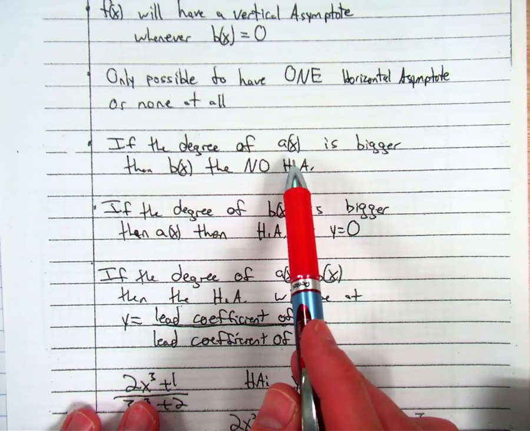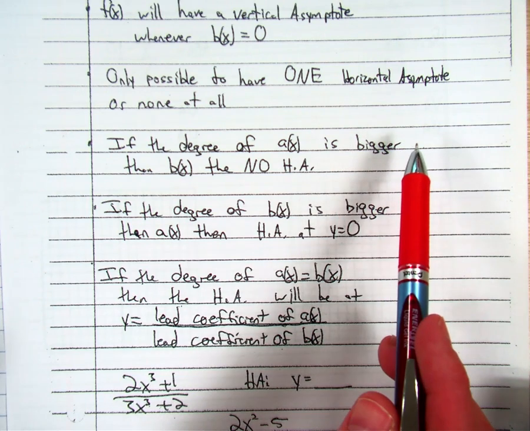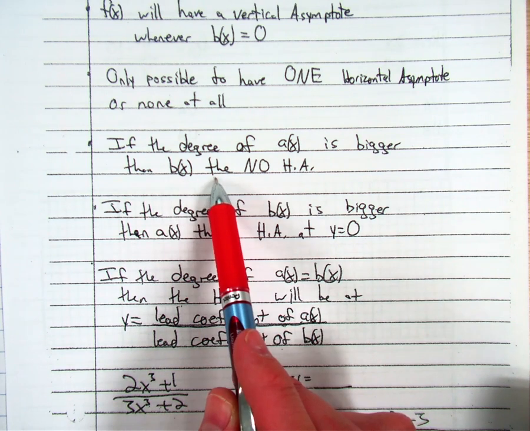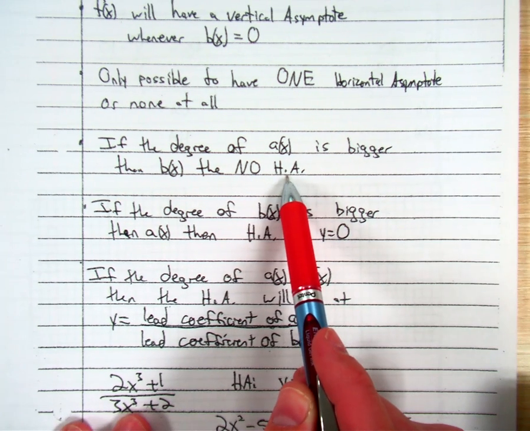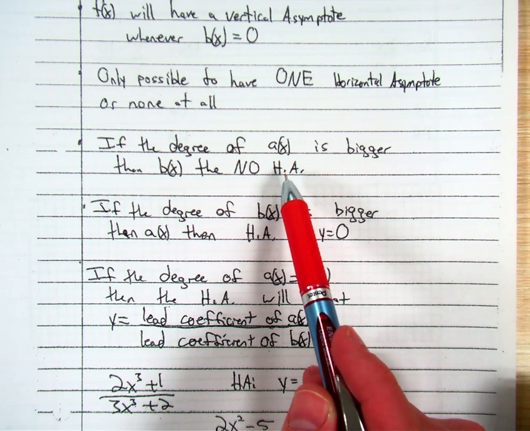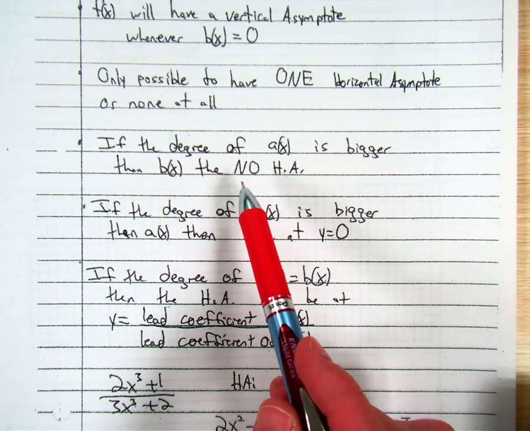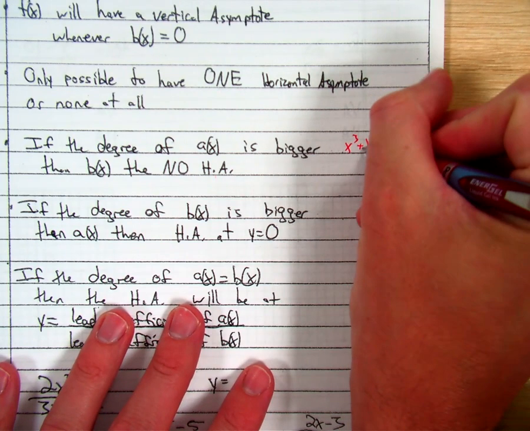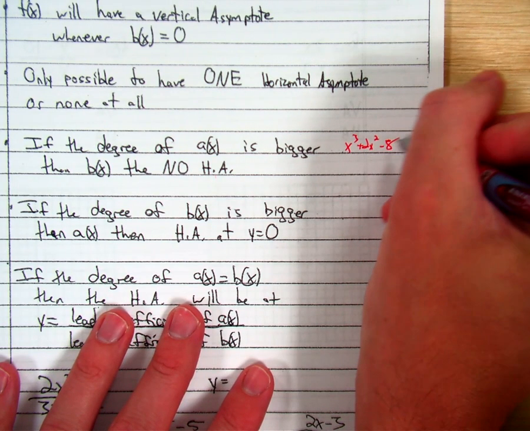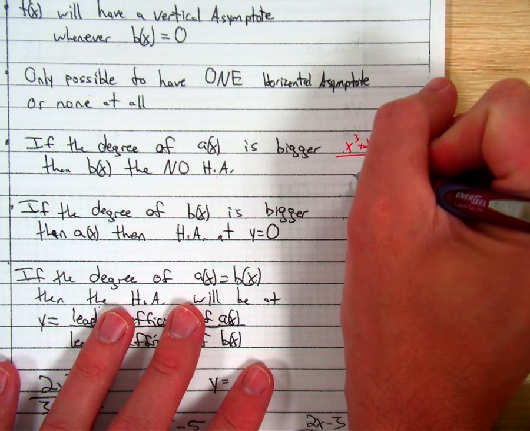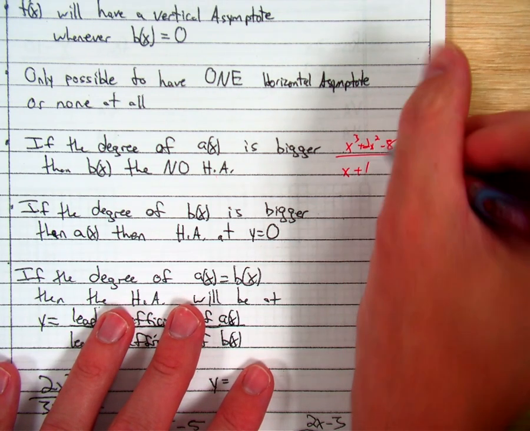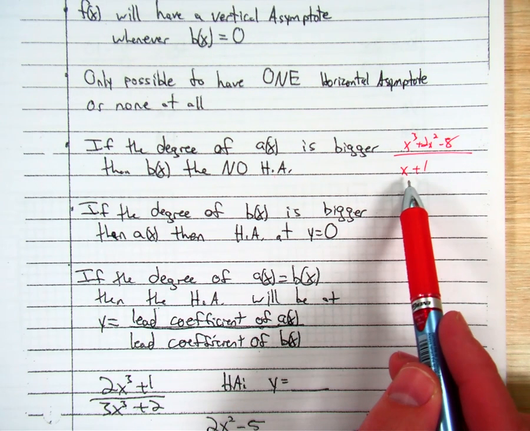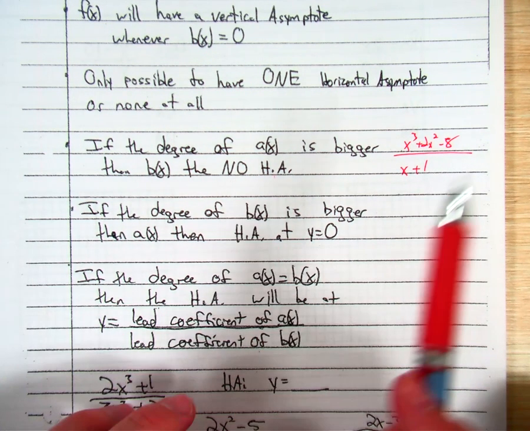If the degree of the top, or the biggest exponent on the top, is bigger than the bottom, b of x, then there is no horizontal asymptote. Okay, what would that look like? Let's say we had something with x to the third on the top, plus 2x squared minus 8 over x plus 1. The top has an x to the third, which is bigger than x to the first, so no horizontal asymptote.